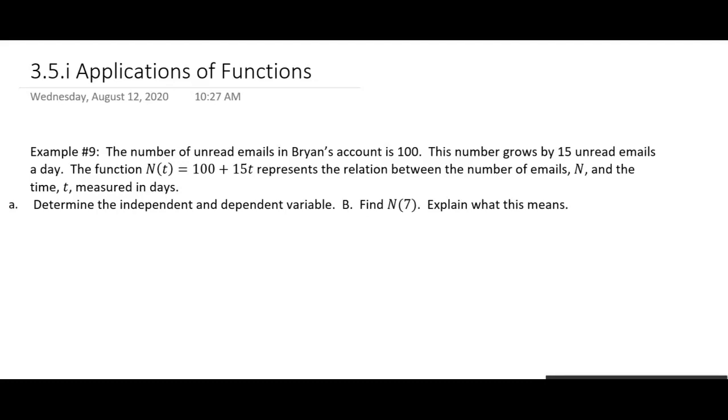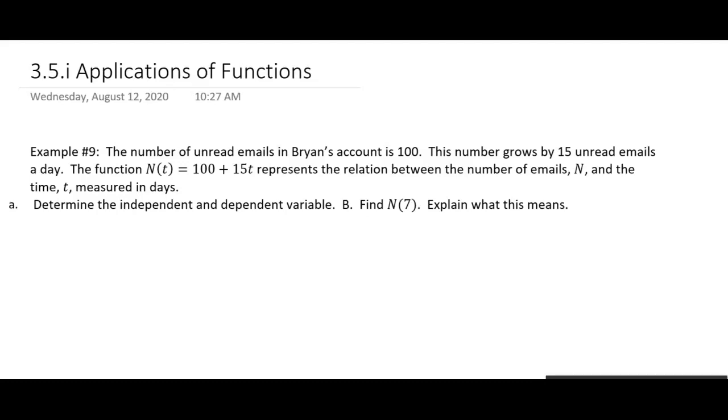So now we have an application problem with functions. Example number 9. The number of unread emails in Brian's account is 100. This number grows by 15 unread emails a day. The function n of t equals 100 plus 15t represents the relation between the number of emails n and the time t measured in days.